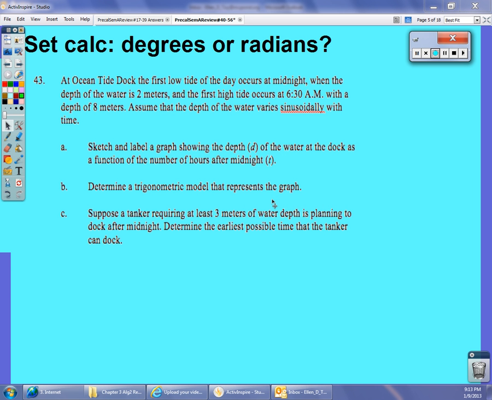In number 43, we have another word problem. This is a dock of the bay type problem where we're looking at high and low tides. Let's first sketch a graph.